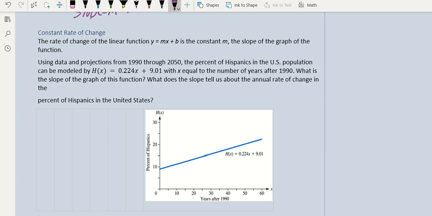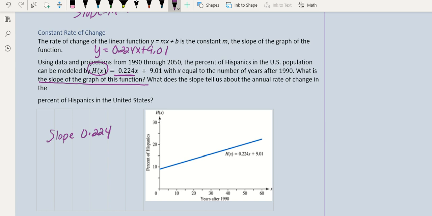So if I'm looking at this, this is in slope-intercept form, right? This is technically, remember we talked about it, anything of x, h of x, y, f of x is y. So we're saying this is y equals 0.224x plus 9.01. So if I'm looking at my question, it's only asking me what is the slope of the function. So the slope is 0.224 because it's right here indicated in front of this x.